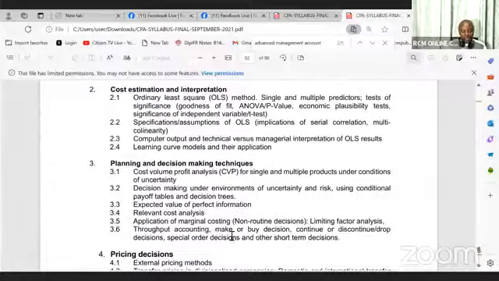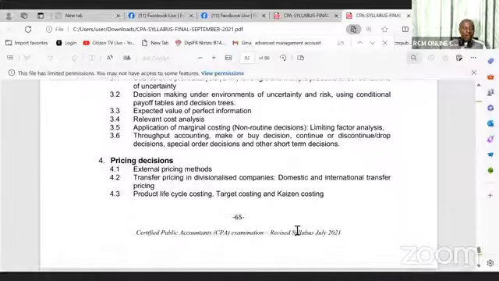3.5, application of marginal costing and routine decisions. Limiting factor analysis. Then we have throughput accounting, make or buy decisions, continue or discontinue decisions, special order decisions, and other short-term decisions. Then we go to pricing decisions, ladies and gentlemen, where we have external pricing methods, transfer pricing, individualized companies, domestic and international transfer pricing. Then we have product life cycle, target costing, and Kaizen costing.